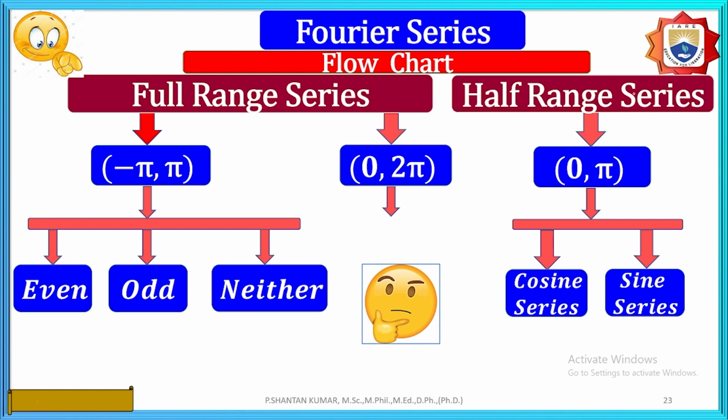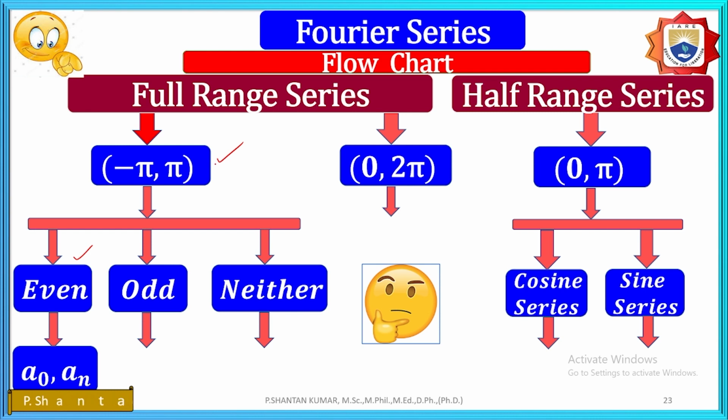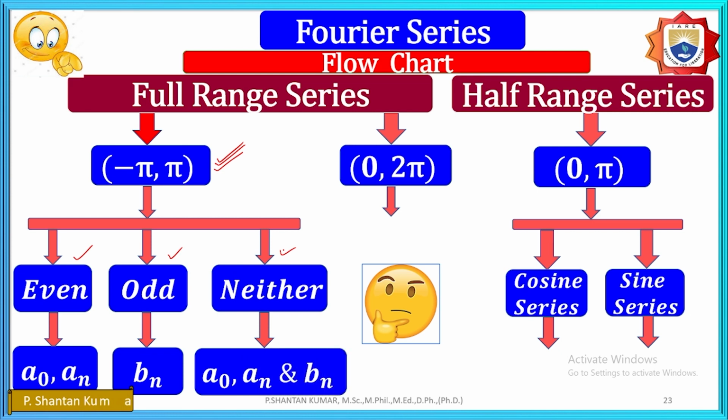If the limits are minus pi to pi and the function is an even function, we need to find a naught and an. If the limits are minus pi to pi and the function is an odd function, we need to find only bn. Similarly, if the limits are minus pi to pi and the function is neither, we need to find all the values a naught, an and bn. And similarly, for the limits 0 to 2 pi, there is no condition to check whether the function is even or odd, so we need to calculate all the values a naught, an and bn.